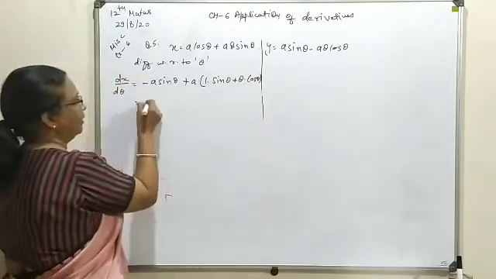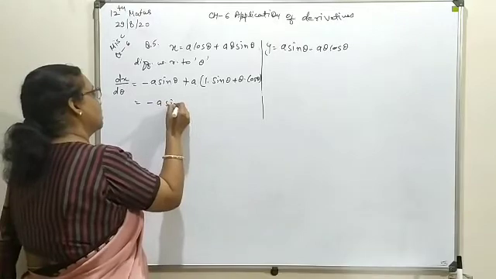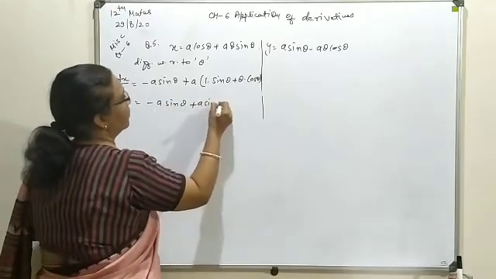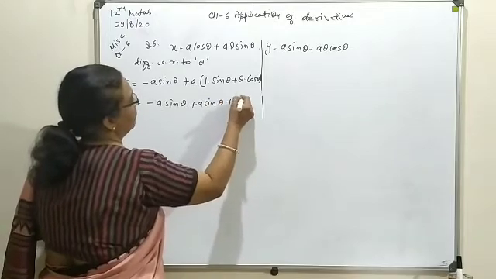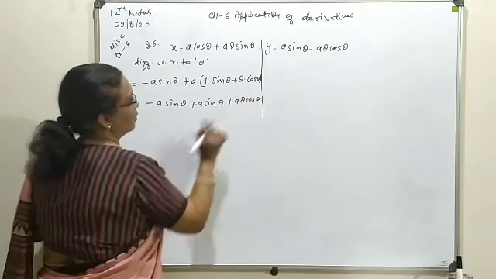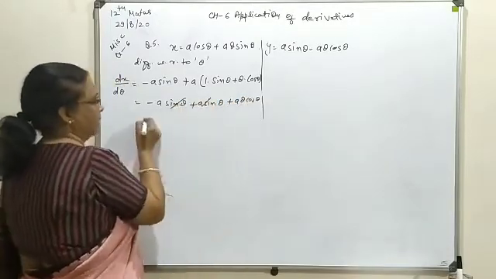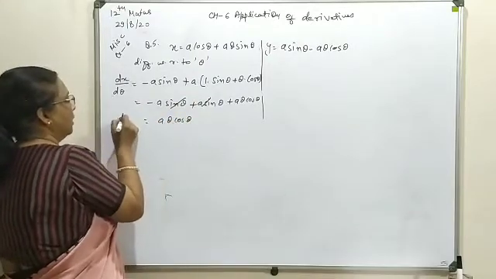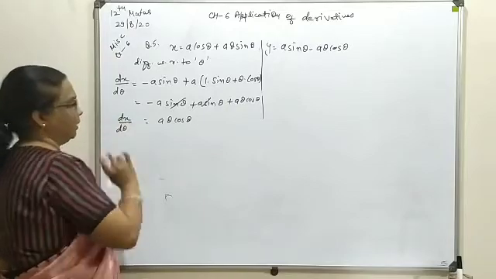So the final derivative you are getting is minus a sine of theta plus a sine of theta. Here also multiply with the a for the second combination. These two are cancelling. A theta cos theta you are having as dx by d theta.